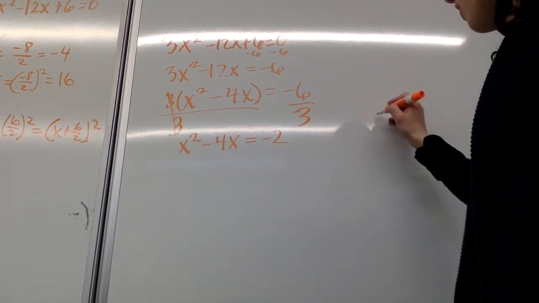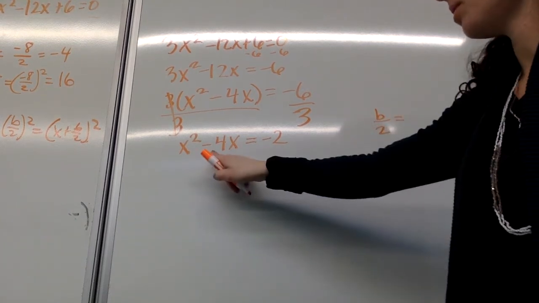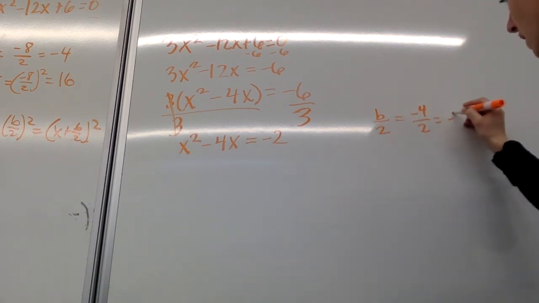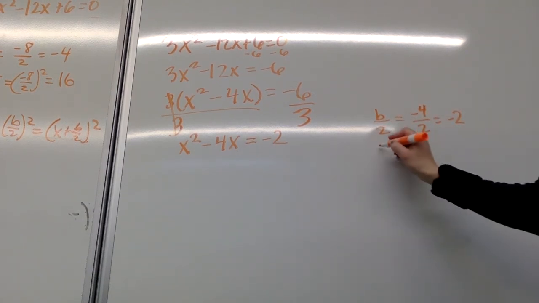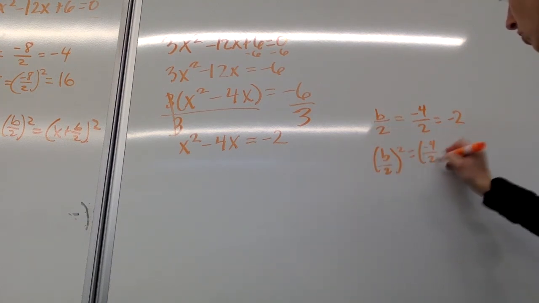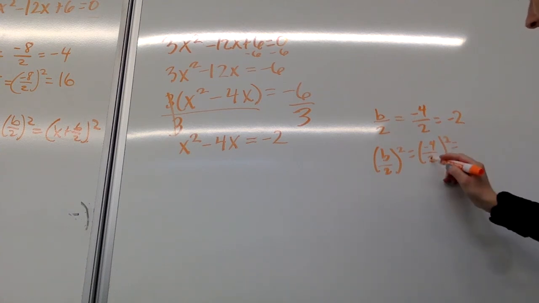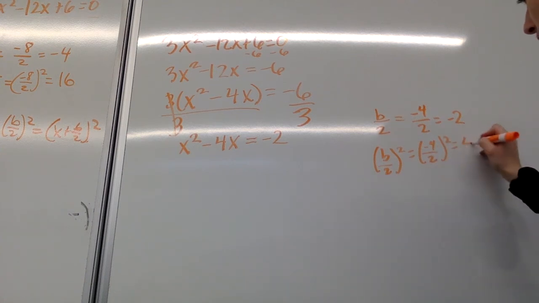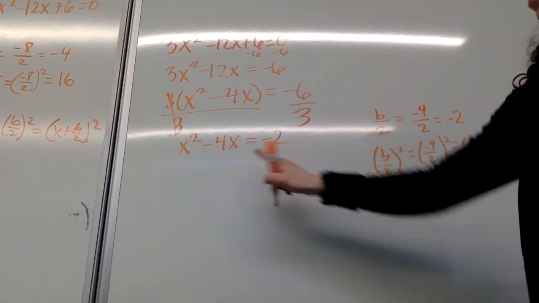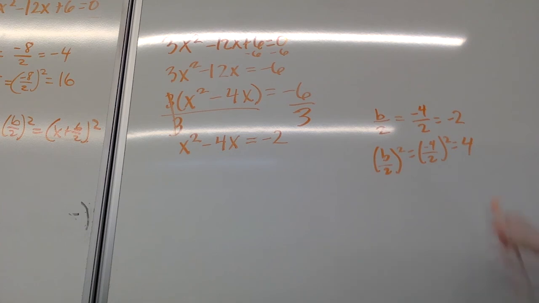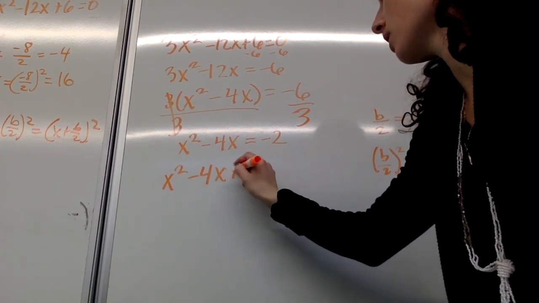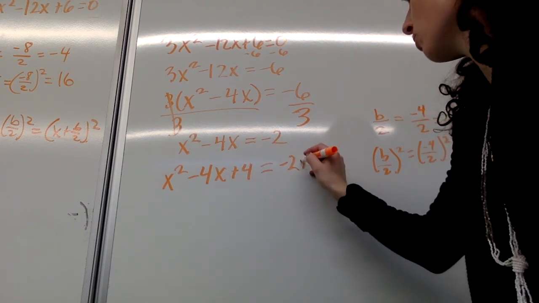So I'm going to take some notes over here. I need b over 2. My b is negative 4. So b over 2 is negative 4 over 2, which is negative 2. Okay, my b over 2 squared is negative 4 over 2 squared, which is negative 2 squared, which becomes positive 4. Okay, so I'm going to go write that in here. So I'm going to add 4 to both sides. So x squared minus 4x plus 4 equals negative 2 plus 4.